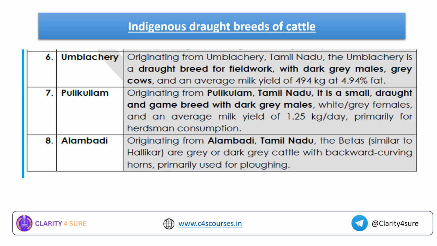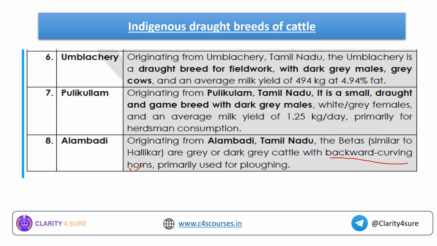Okay, this also originates from a region called Alambadi in Tamil Nadu, and this is similar to another draught breed called Hallikar, which we have seen in the first slide. Okay, and these are gray or dark gray in color. Okay, and this has a backward curving horn. See, this is a keyword.